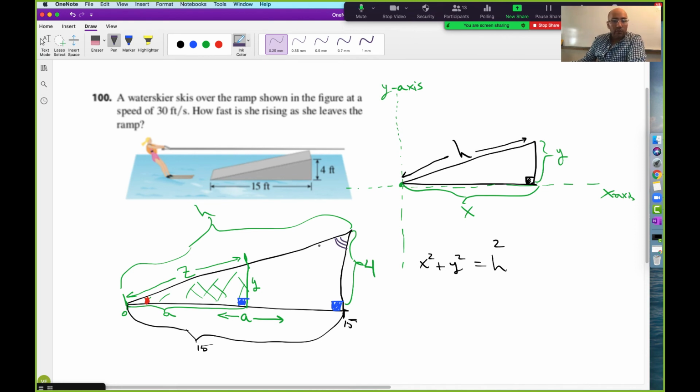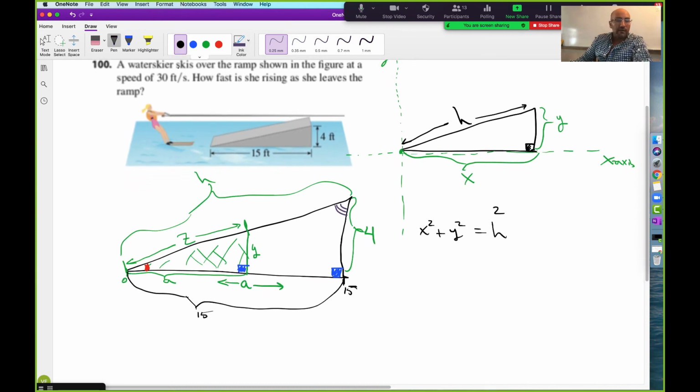They're similar triangles. And so because they are similar triangles, we can state that y over z, right, this over this, is equivalent to this over that.